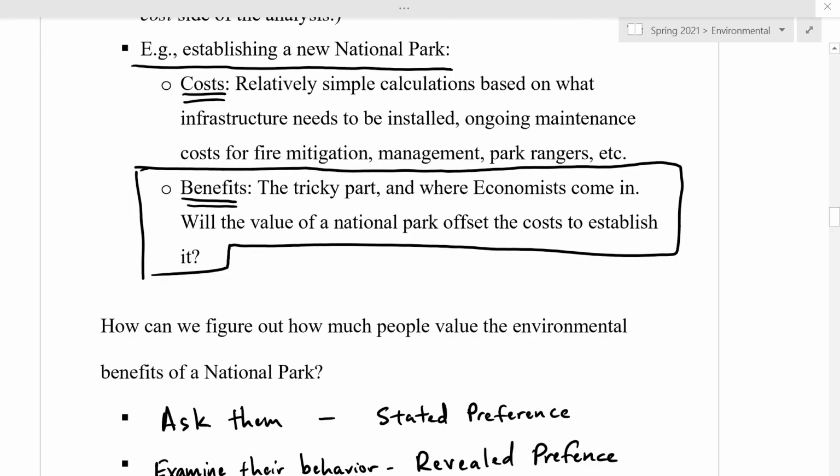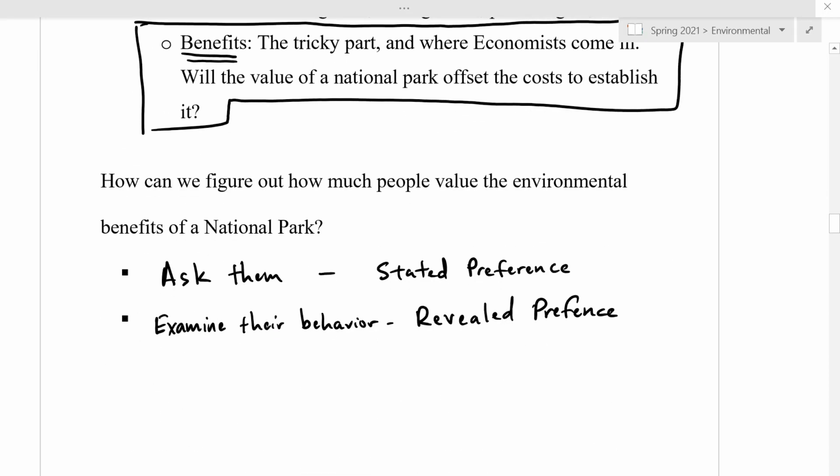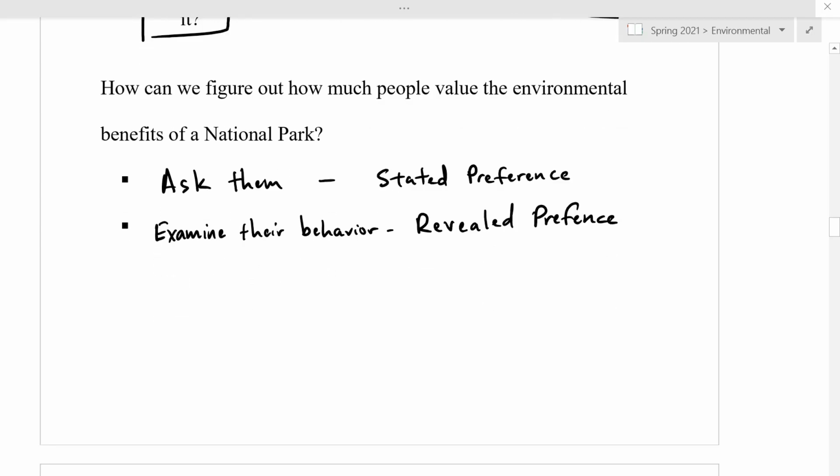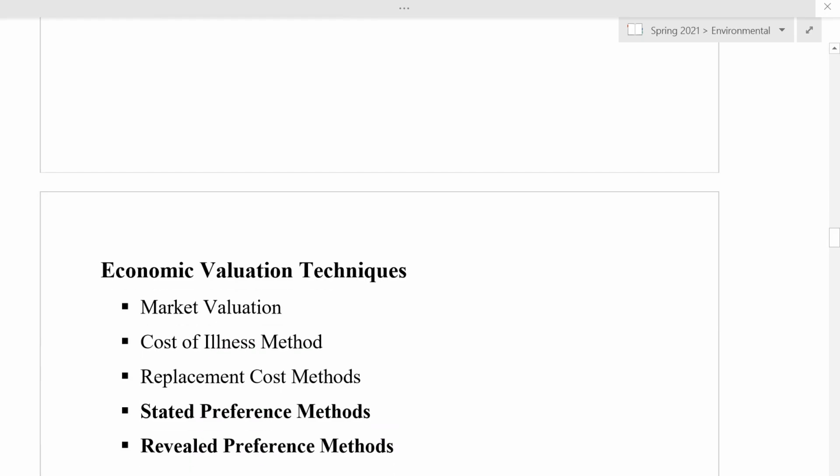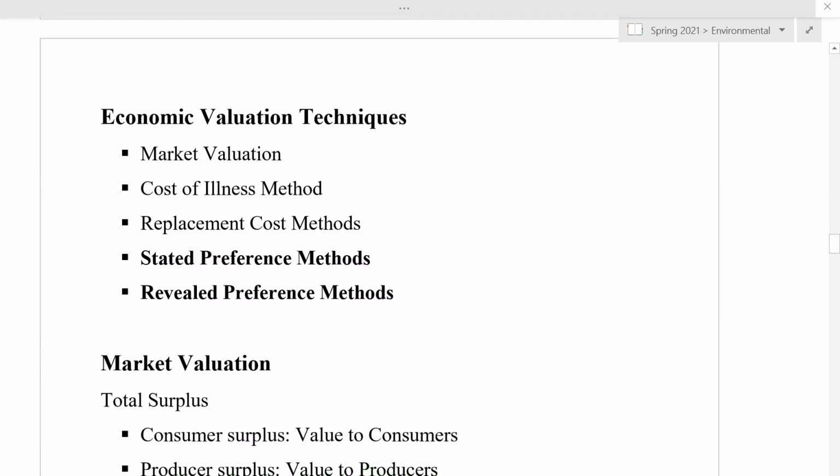And at the very end of the last video, we talked about two high-level ideas about how we can figure out how much society values natural resources. We can ask them. That's called stated preference. Or we can examine their behavior. That's called revealed preference. So that's what we're going to talk about in this video.